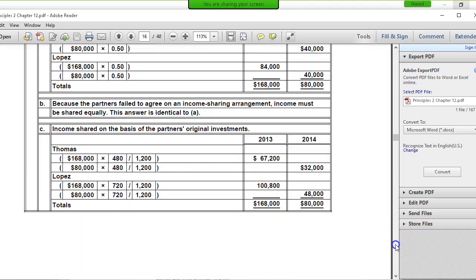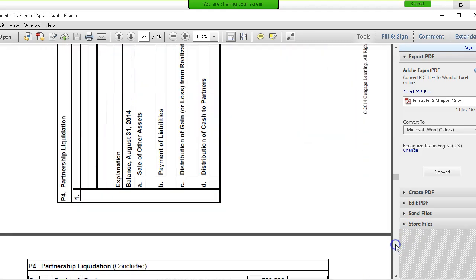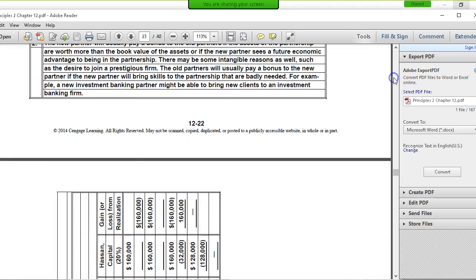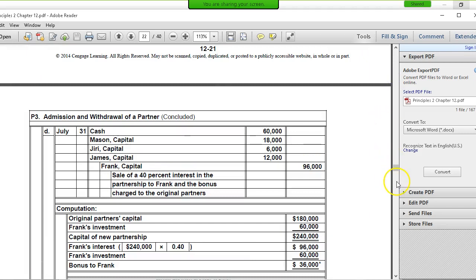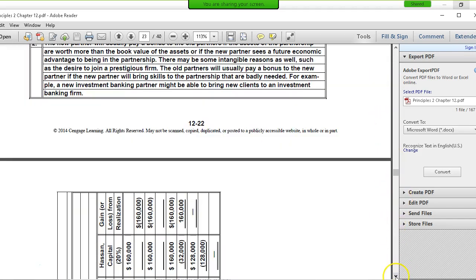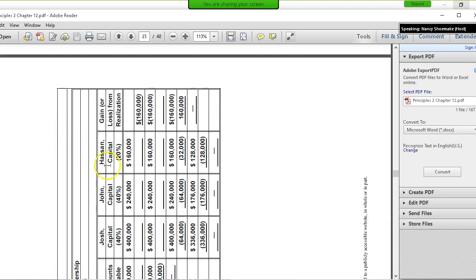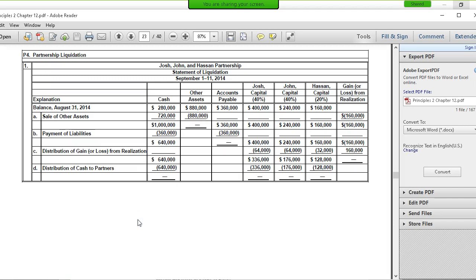So as we go down here, as you see here, the statement basically shows us that the cash was $280, the other assets were $880, the accounts payable $360, and here are the three capital accounts for the partners. The assets were sold for $720, but the assets are valued at $880, so $160,000 needs to be allocated among the partners.